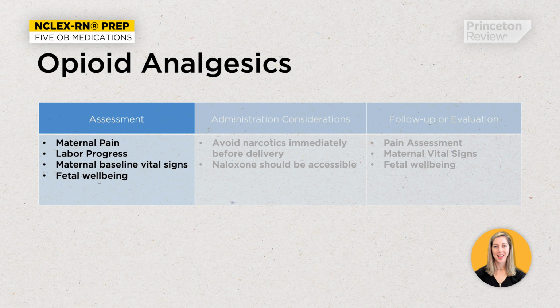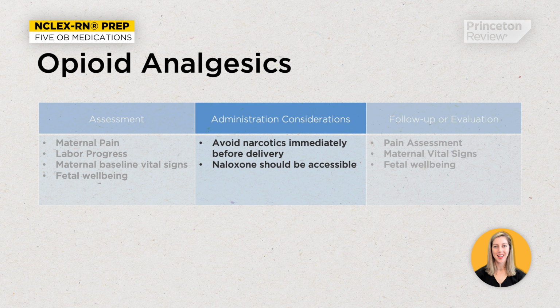Pain level, maternal vital signs, and fetal heart rate specifically should be assessed before giving any opioid analgesic. If there is concern about the fetal heart rate, such as decreased variability or repetitive decelerations, narcotics may cause worsening of these concerns. Labor progress should also be assessed prior to administration to determine cervical dilation. Narcotics should be avoided if delivery is expected in the very near future.